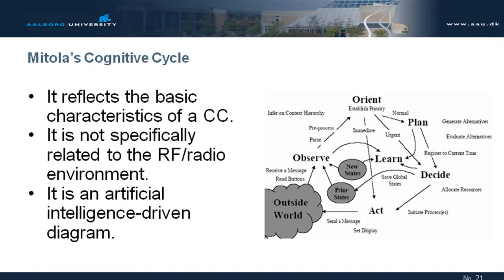So, as you can see, if you look carefully, there is basically nothing related specifically to the radio. That's more an artificial intelligence diagram, because he was a software guy. So he was not caring too much about the specific details of the radio channel. He was caring about the user experience from a software point of view. This is basically an artificial intelligence state diagram.